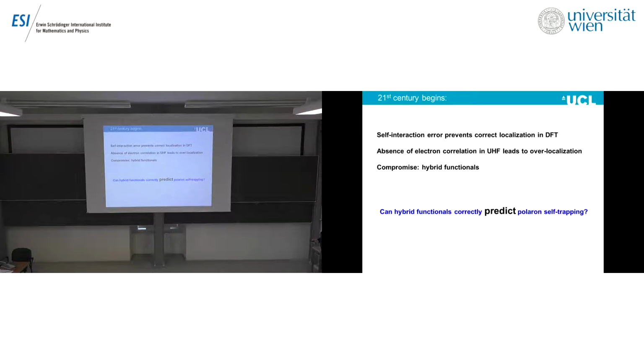So at the beginning of this century, self-interaction error was recognized as preventing correct localization in DFT, and the absence of electron correlation in unrestricted Hartree-Fock, which had been used before that, was always over-localizing the polarons, for the previous 20 years. This led to the compromise of trying to use hybrid functionals, and some of them had been implemented at the time in codes like CRYSTAL, so it became possible. So the question again is: can hybrid functionals correctly predict polaron self-trapping?